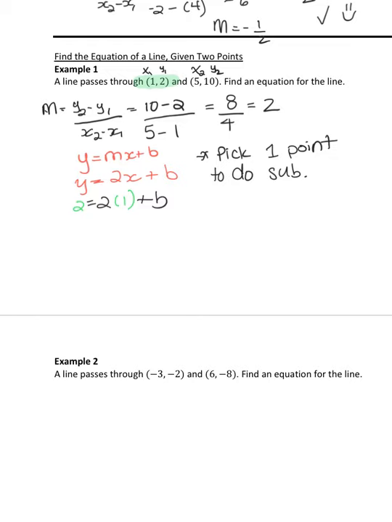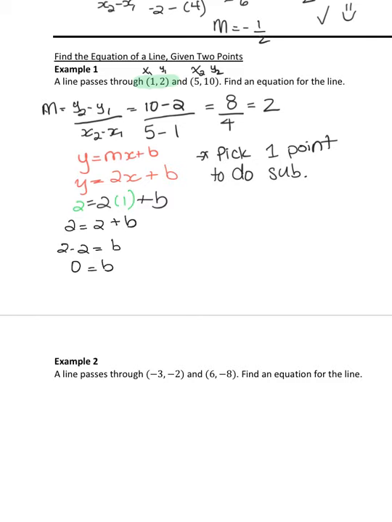Okay. Nothing for me to simplify on my left-hand side. I'm just going to rewrite my 2. 2 times 1 is 2 plus b. Now I'm adding 2 on my right-hand side. To move that over to my left-hand side, I have to subtract it because that's the opposite. That eliminates the 2 on my right-hand side, leaves me with b. And 2 minus 2 is 0.